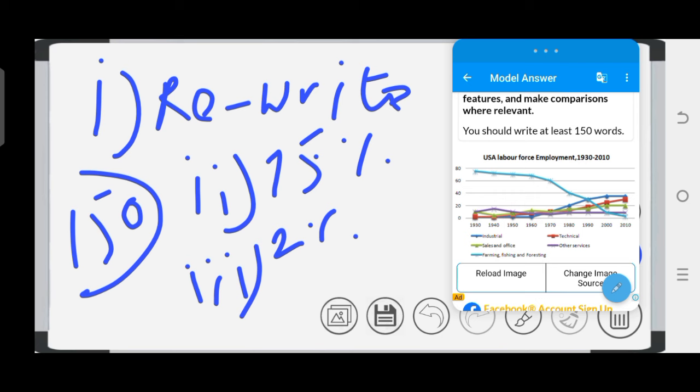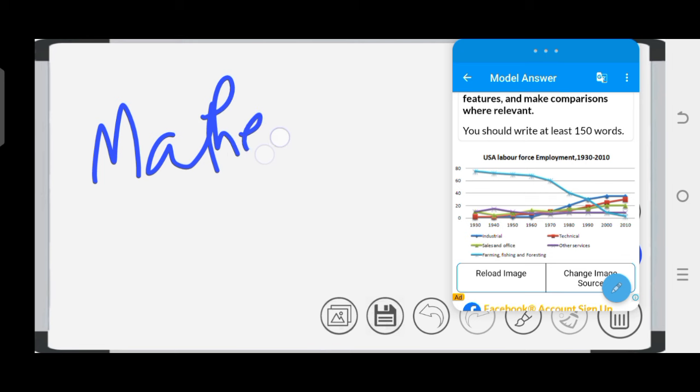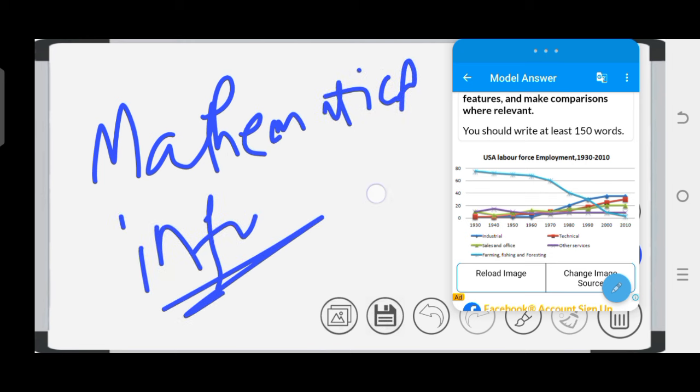But as the years go by, we can see that in 1980 there has been a significant change in the patterns of employment. How? Now the farming and fishing, which was the top, the value declines. So it declines up to 40%. So what is the main thing? The main thing is you are just writing what the graph shows, and it's a mathematical representation of all the information that is given in the graph.